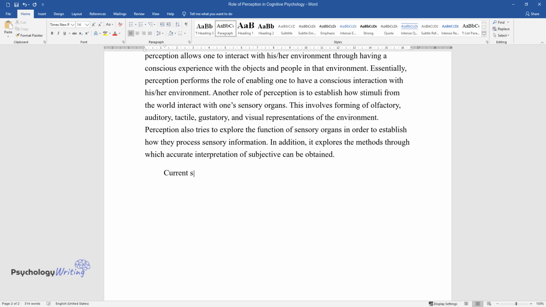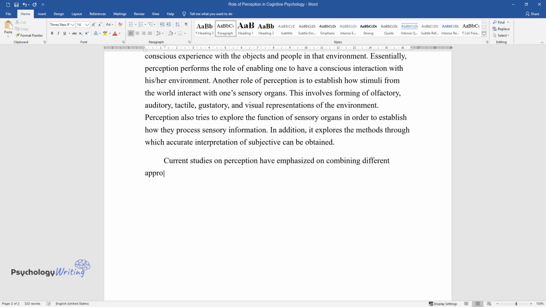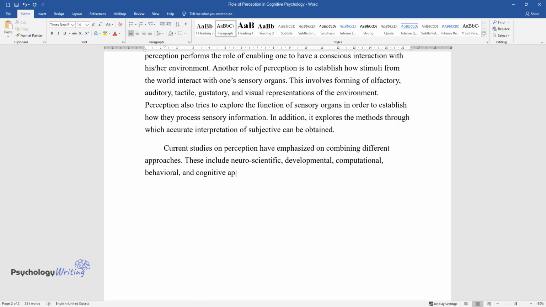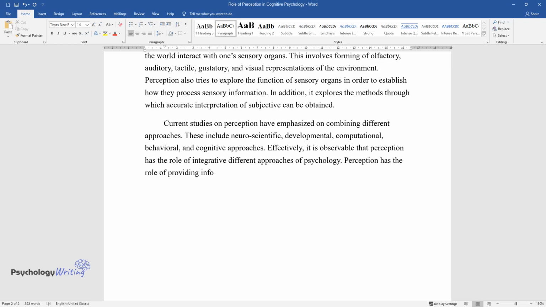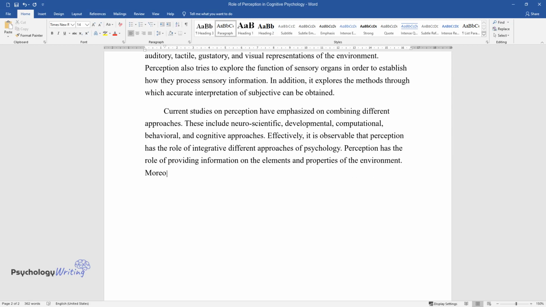Current studies on perception have emphasized combining different approaches. These include neuroscientific, developmental, computational, behavioral, and cognitive approaches. Effectively, it is observable that perception has the role of integrating different approaches of psychology. Perception has the role of providing information on the elements and properties of the environment. Moreover, it has the role of allowing one to act within that environment.